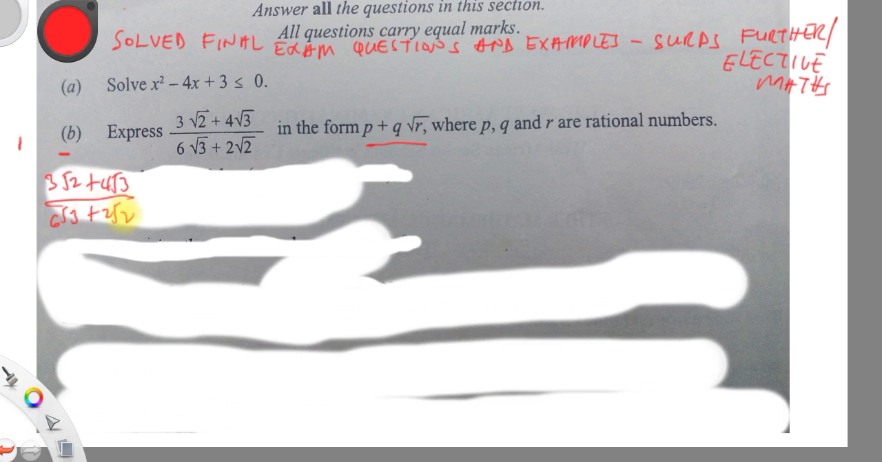Okay? So this is a fraction. The denominator has two terms, so you have to rationalize. We look for the conjugate of the denominator. The conjugate of 6 root 3 plus 2 root 2 is 6 root 3 minus 2 root 2. This is the conjugate, okay? So this is equal to, write the same question, 3 root 2 plus 4 root 3 all over 6 root 3 plus 2 root 2.